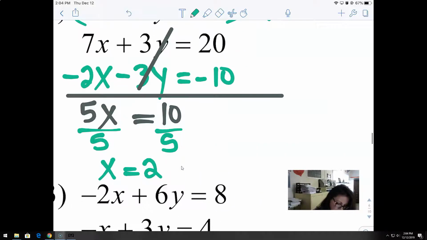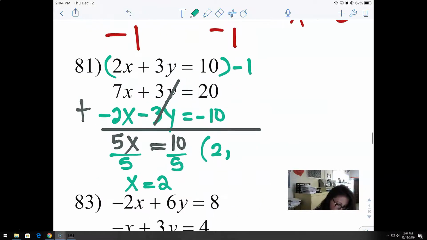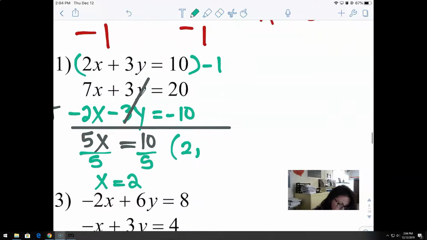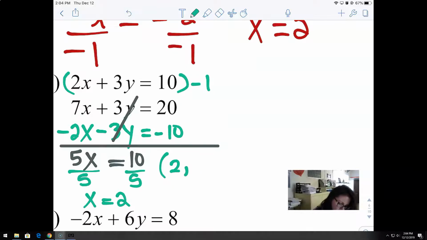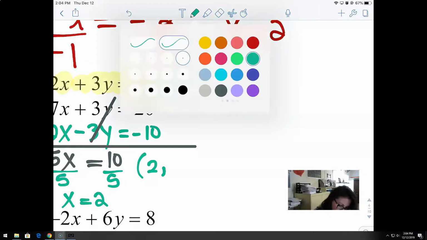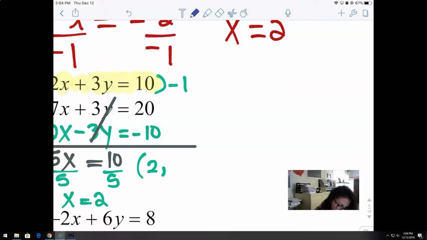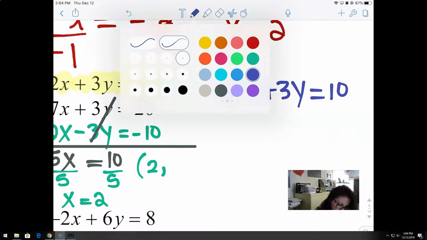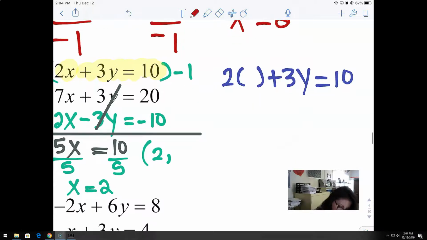Now that you know x is 2, you're going to plug into either equation and solve for y. The smaller numbers are always easier to work with. So I would go ahead and plug into 2x plus 3y equals 10. So that would be 2 times x plus 3y equals 10. And you're going to substitute for x. x is 2, that's what we just said. And then you guys can take care of it from there.